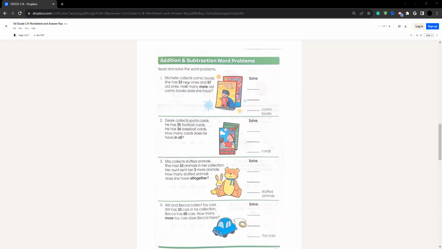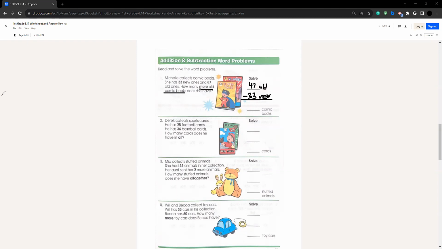Okay. So we are finding how many comic books that are old. If that makes sense. So if we need to find how many more old comic books she has, we need to do total the old books minus the new books, 33. Because we want to find how many more old ones there are. So 47 minus 33.